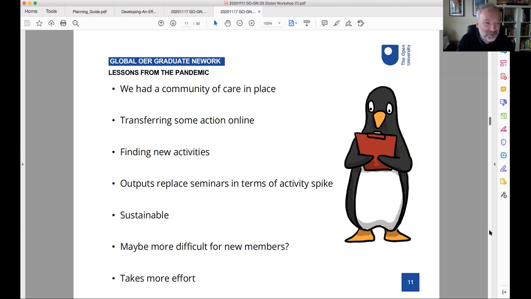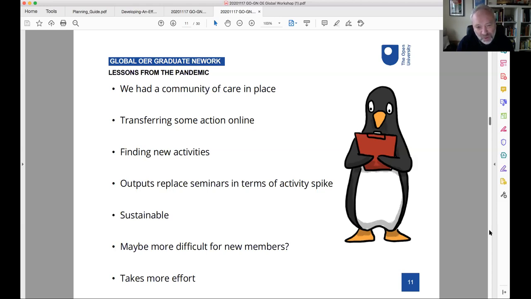We tried to find some new activities to replace that, and to keep a constant activity stream going, but also to support our members during what were difficult times for them, both in conducting their research and in their work lives as well. One of the things we've seen is that some of that activity, such as producing those reports and having a bit of a presentation around it, has replaced some of that activity spike that we usually saw with the seminars. We think this way of working is sustainable, so it shows that it's not completely reliant on it being a face-to-face event.